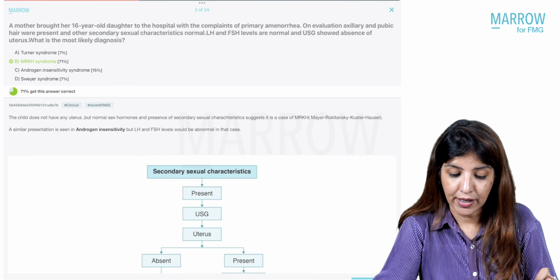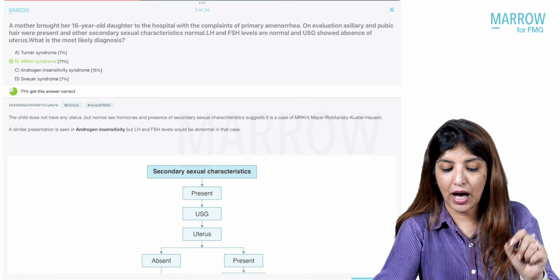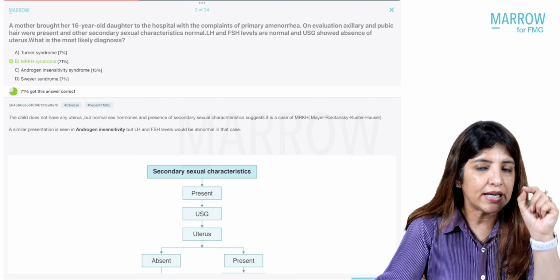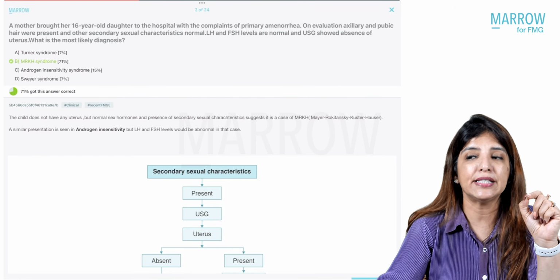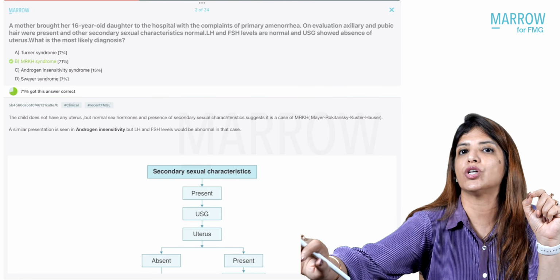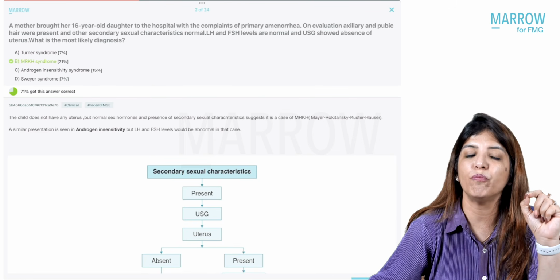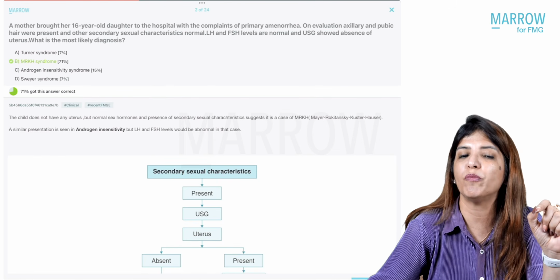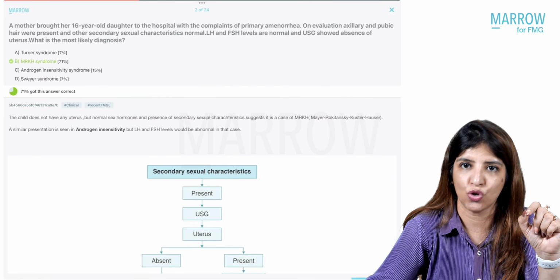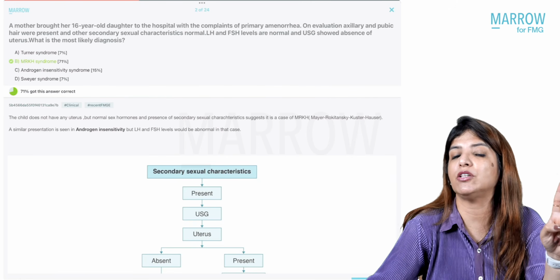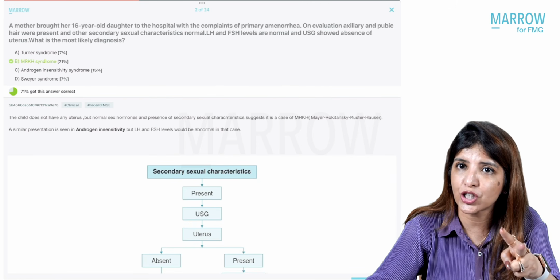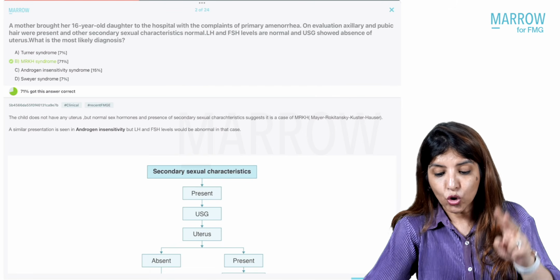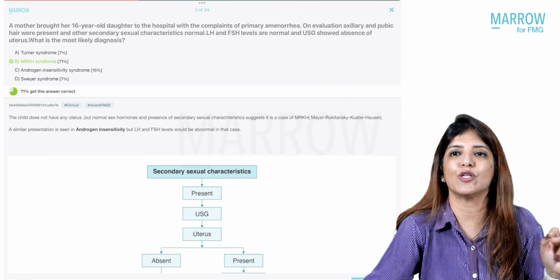Let's read further. LH and FSH values are normal. Now, LH and FSH values normal means again I am ruling out androgen insensitivity syndrome, because in androgen insensitivity syndrome, LH levels are high, FSH is normal. Again, I am keeping these two things in my mind, Mullerian agenesis and cryptomenorrhea. Question further says there is absence of uterus.